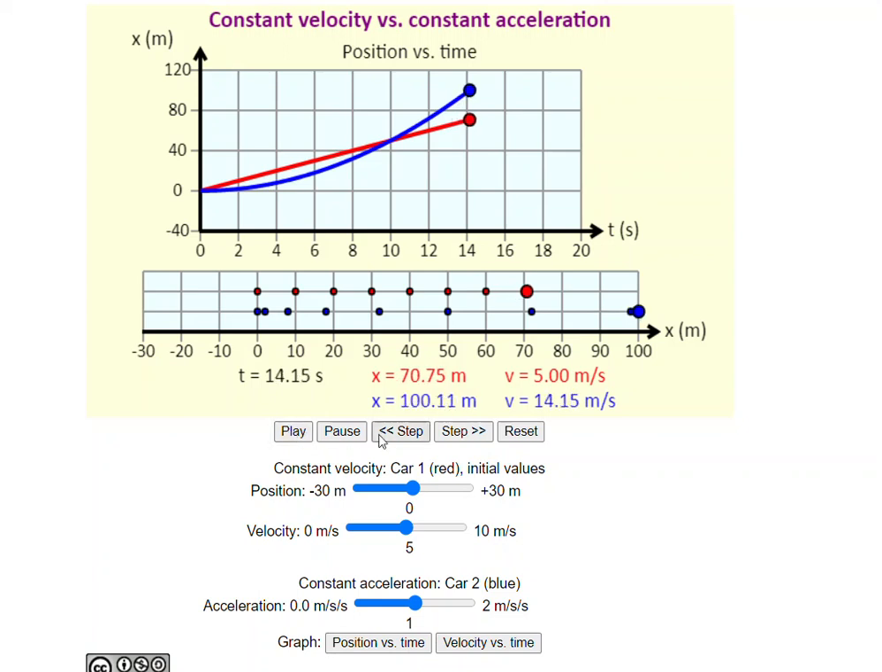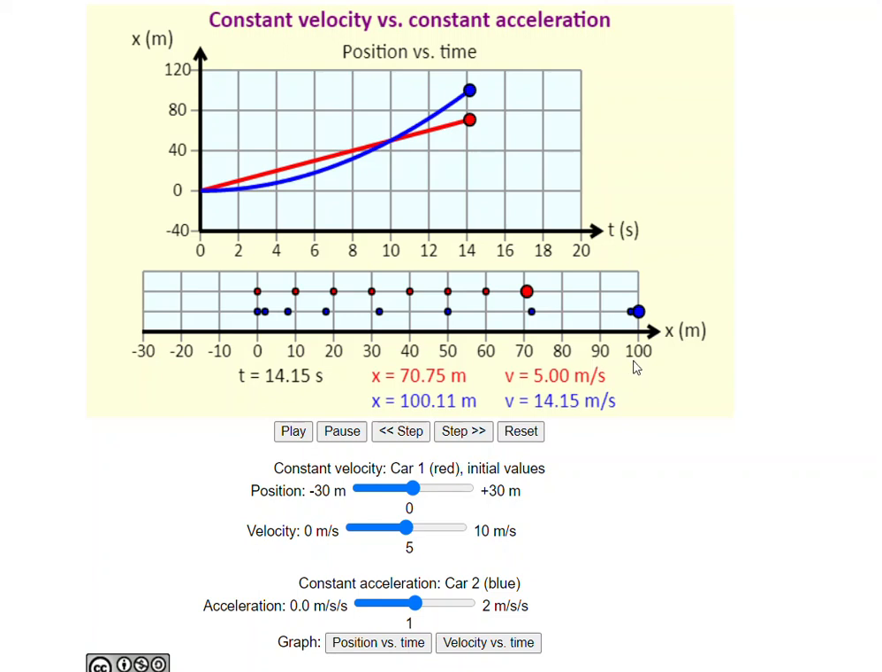Just looking at the dot diagrams, I can tell the red car is going at a constant speed because its dots are equally spaced. It's got a constant speed of 5 meters per second. The blue car, on the other hand, has an acceleration to the right, which means that since it's moving to the right, it's going to speed up. And you can see that because the dots get further and further apart.